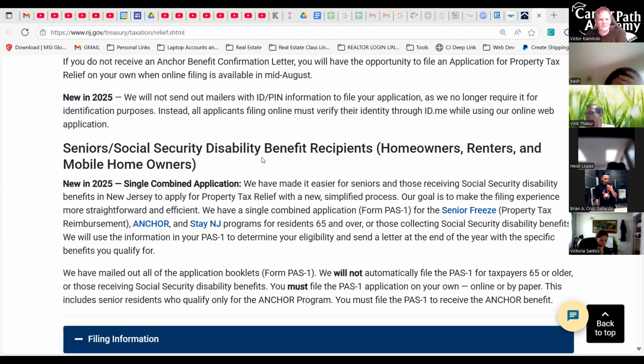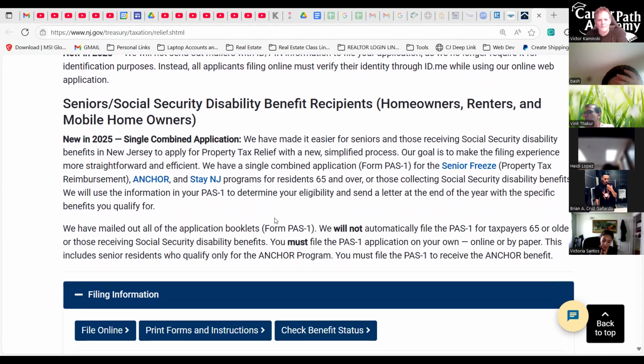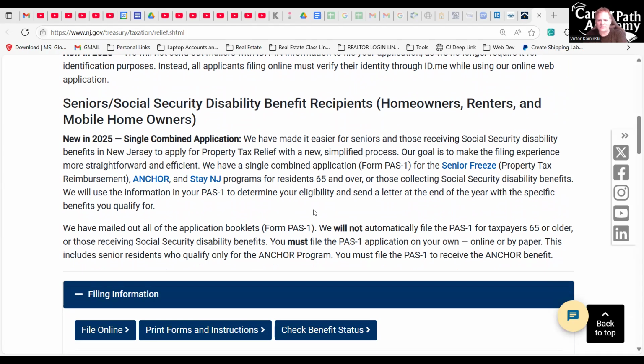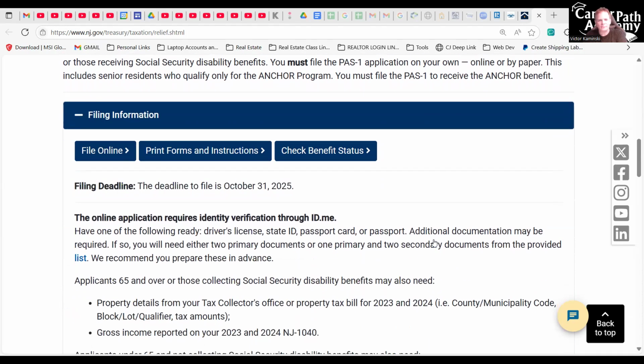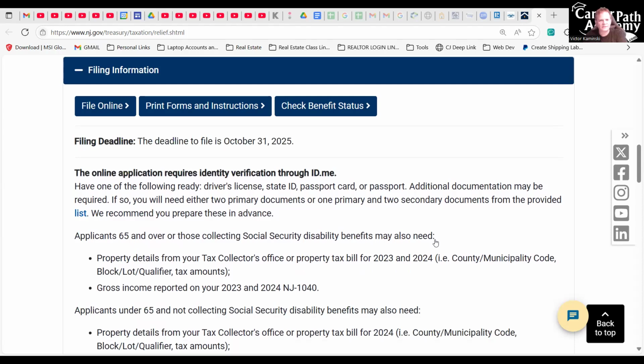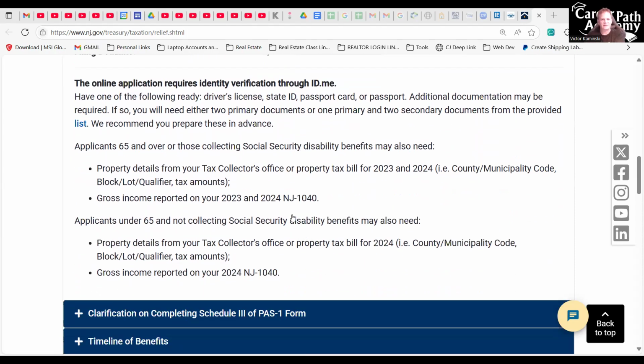Here's senior, Social Security disability benefit recipients, homeowners, renters, and mobile homeowners. They combined the applications for several of these programs into one. At least that's good, so that they don't have to fill out all these different applications for all the different programs. It's all the Anchor benefits, Senior Freeze, and Stay NJ all in one program now, in one application to submit one time every year. Let's see. So here's the information to file online, print the forms, check the benefit status. You're going to need certain information here to submit to them.